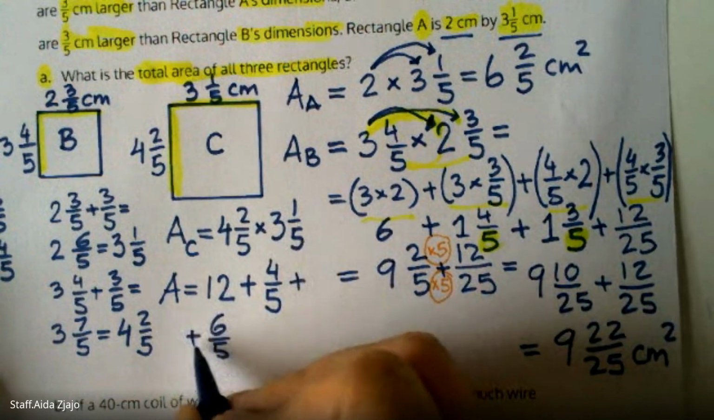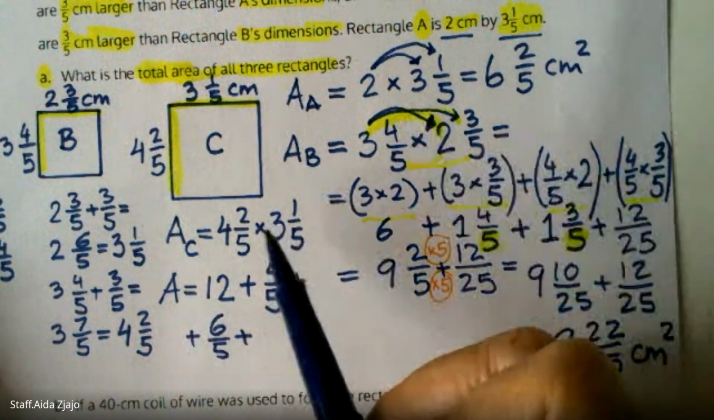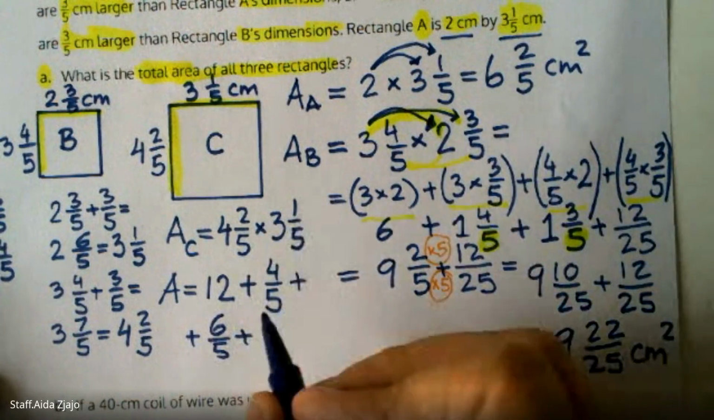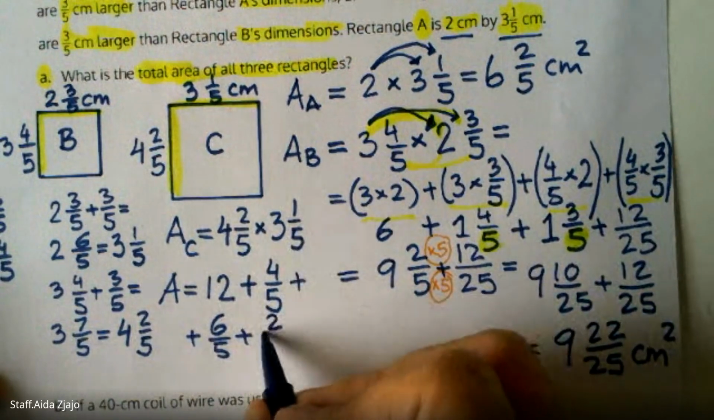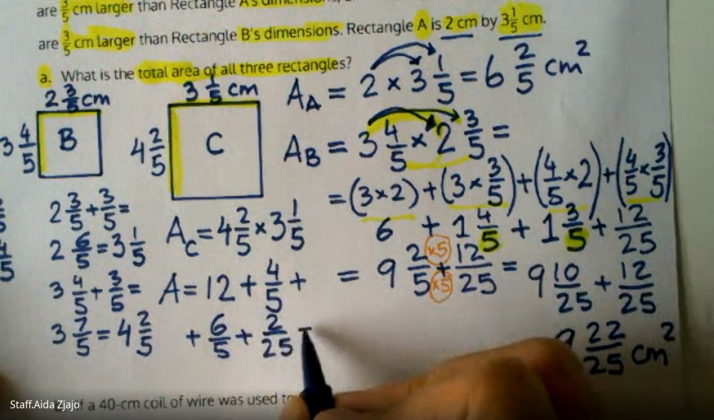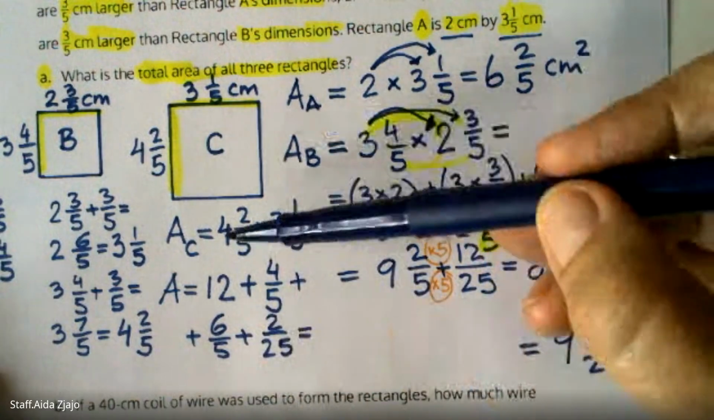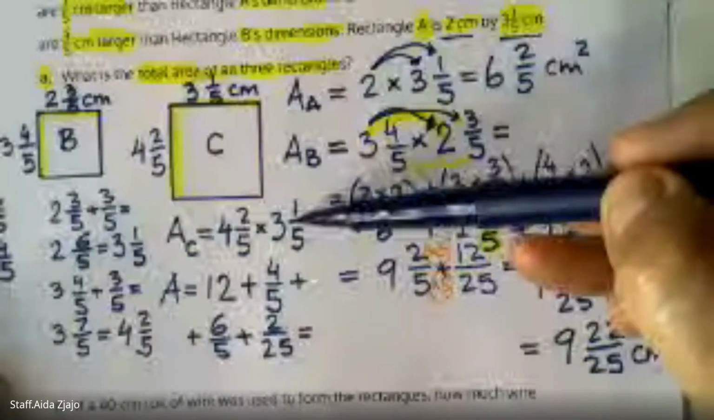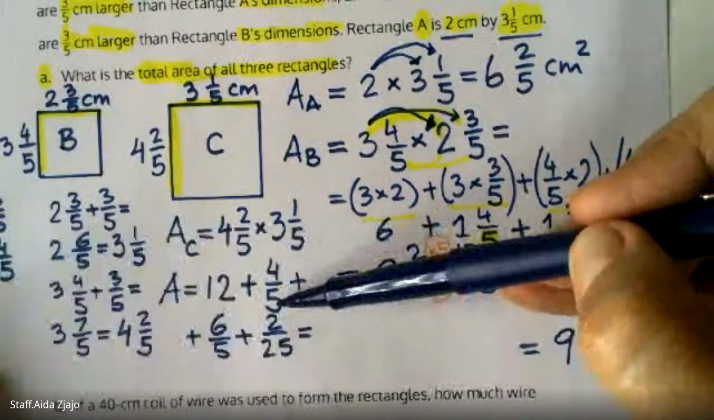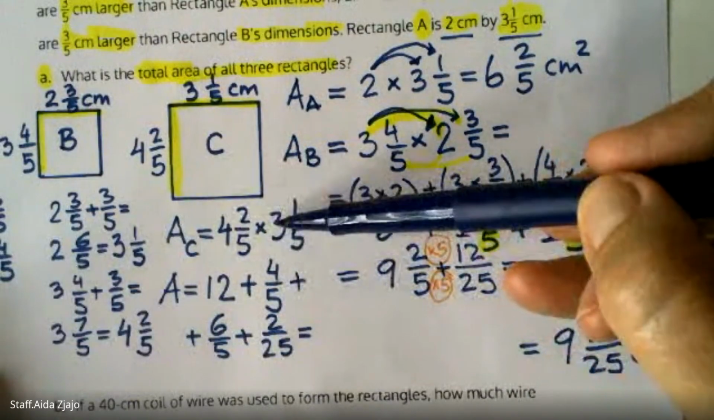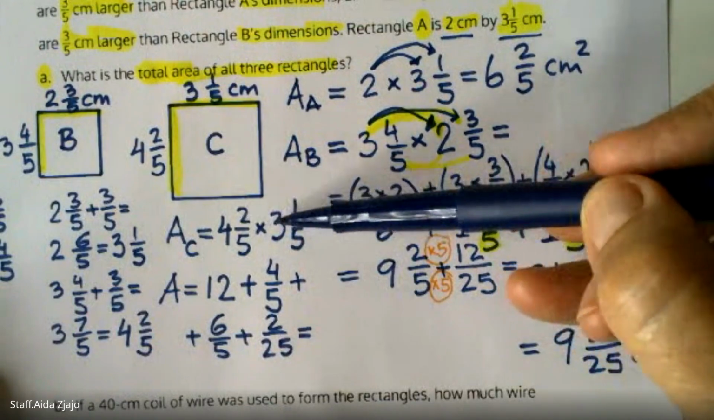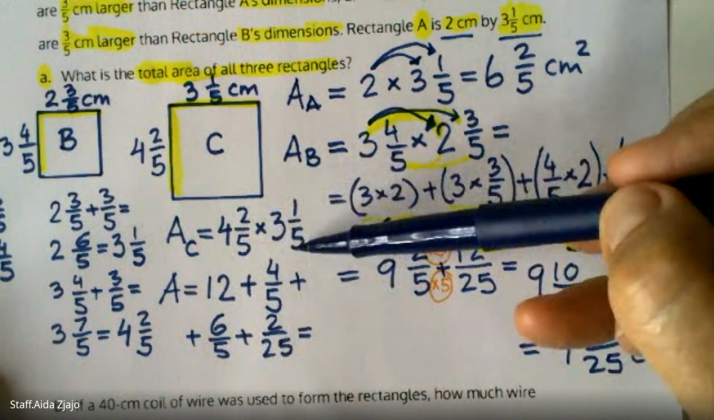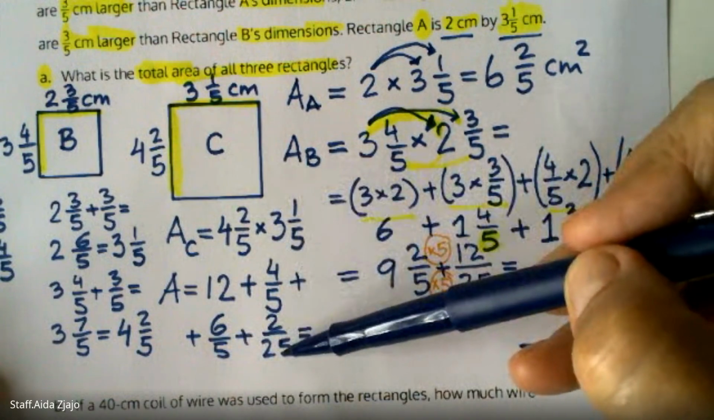6/5 plus 2/5 times 1/5 is 2 25ths. Okay, let's see if I did correctly. 4 times 3 is 12. 4 times 1/5 is 4/5. 2/5 times 3 is 2 times 3 is 6/5, and 2/5 times 1/5 is 2 25ths.